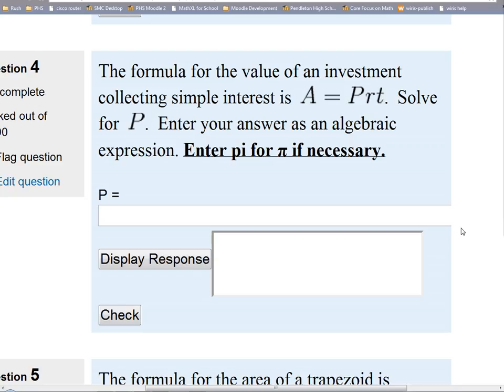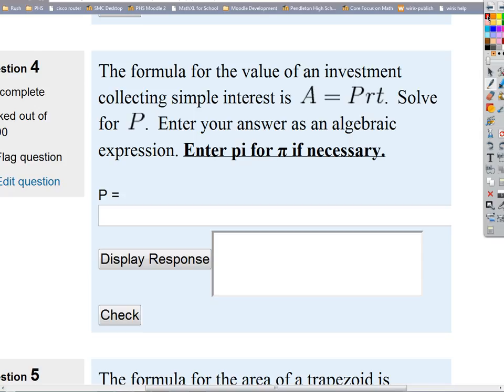So let's take a look and see how it works. Now, in this problem, this is actually an Algebra 2 problem. We're doing some review there also, but it's a good example for us to use. It wants us to take this formula and solve it for p. So I'm just going to isolate p on one side of the equation in terms of all the other variables.